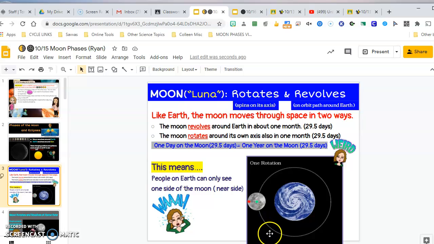If you look at this diagram on this slide and you watch the red dot, you'll see that that side of the moon never faces towards the Earth. And therefore, people on the Earth will only see one side of the moon. It takes the moon 29 and a half days to both revolve around the Earth and rotate 1 time fully on its axis. We can never see the far side of the moon. We only ever see the near side.